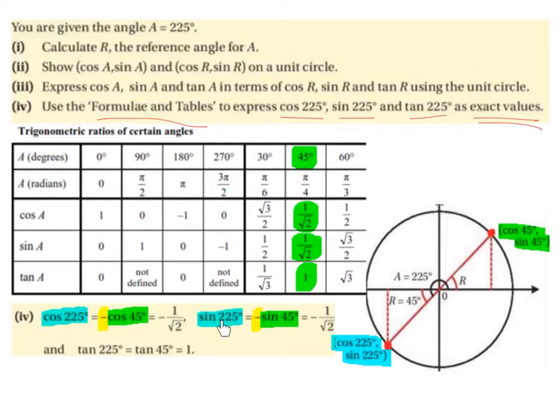Then sine of 225 degrees is equal to minus sine 45 degrees. So go to our sine row, and 45, and we get 1 over root 2. But remember, there's a minus in front, so it's minus 1 over root 2. And then tan of 225 degrees is really tan of 45 degrees. And tan 45 degrees is 1.